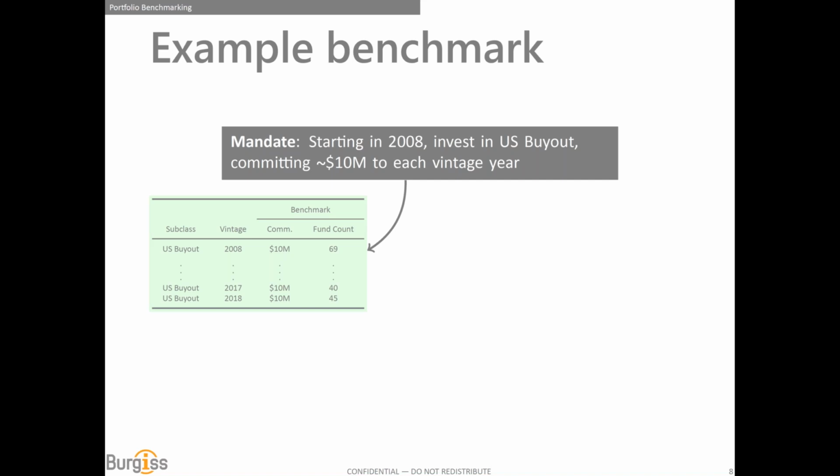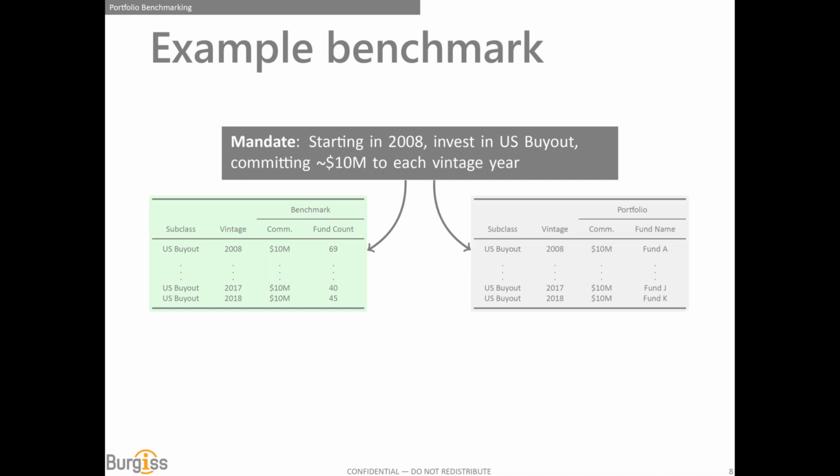There's at least two different versions of that. One would be to literally commit equally to every one of those 69 funds. The other would be to commit in proportion to the capitalization of those funds. That's also an interesting question, but for the time being, I'll leave that aside. Okay, so given that mandate, the obvious other place it'll be implemented is in constructing your actual portfolio. In this case, that's shown in the gray box. Again, it's a US buyout portfolio from 2008 to 2018. It commits to just one fund per vintage, called Fund A down to Fund K.